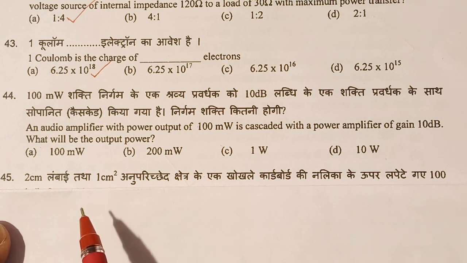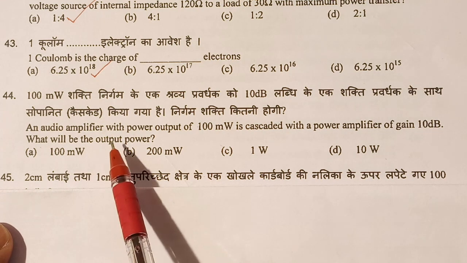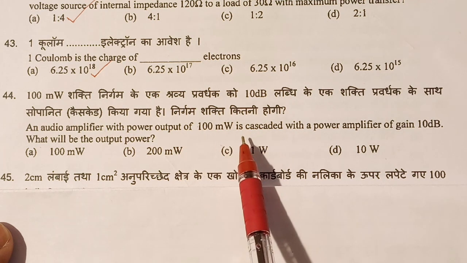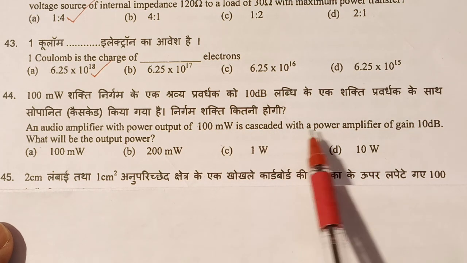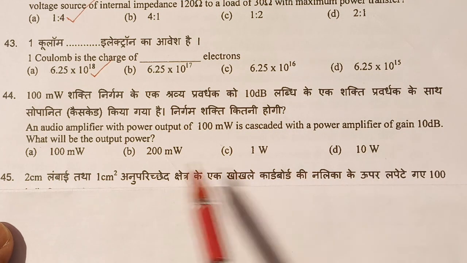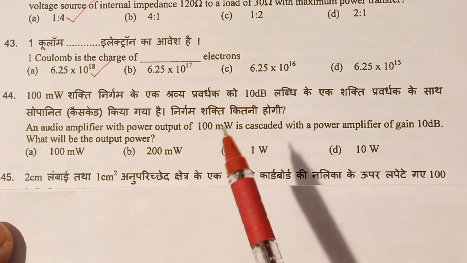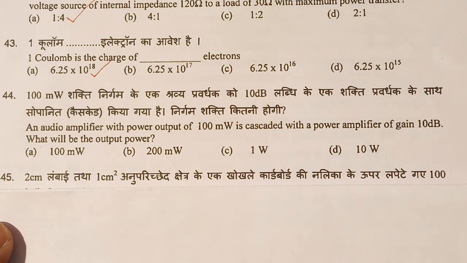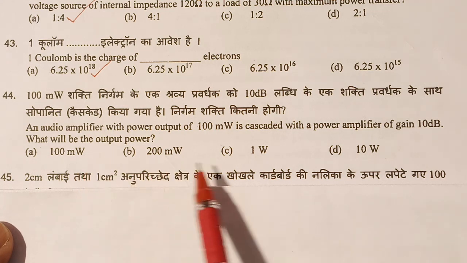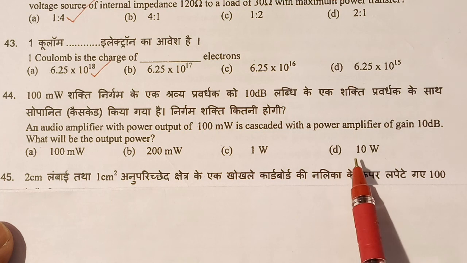Question number 44. An audio amplifier with power out of 100 milliwatt is cascaded with a power amplifier of gain 10 dB. What will be the output power? Option A, 100 milliwatt. Option B, 200 milliwatt. Option C, 1 watt. Option D, 10 watt.